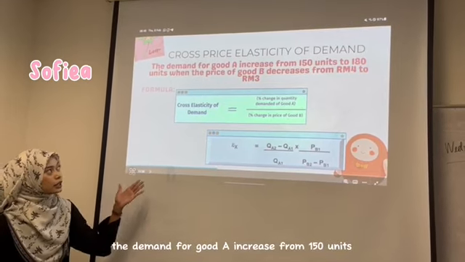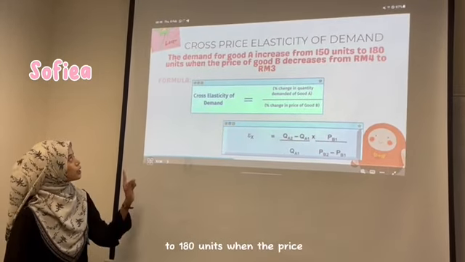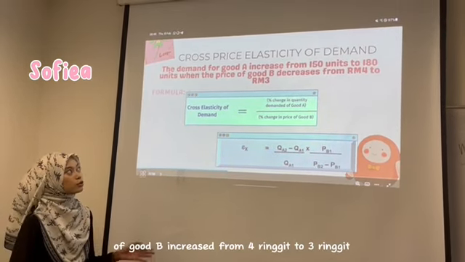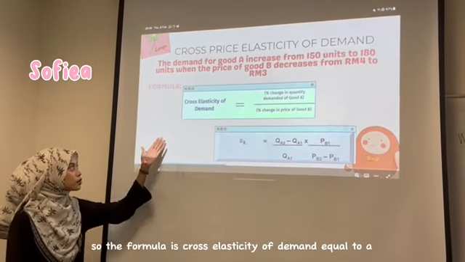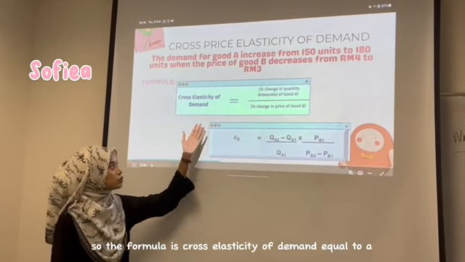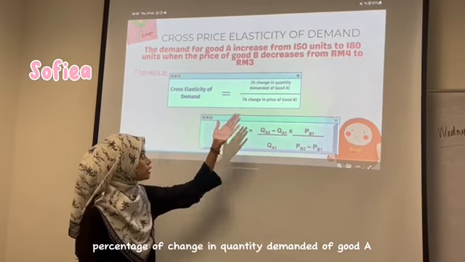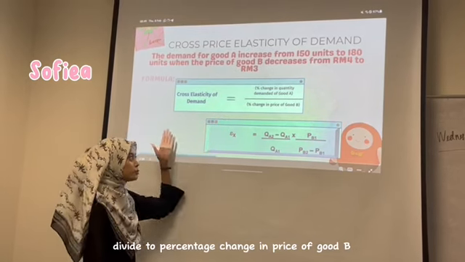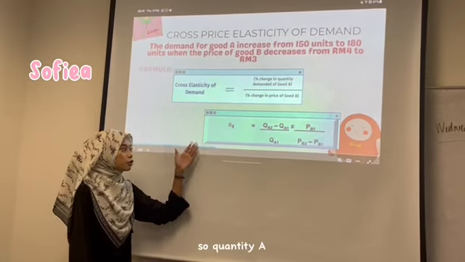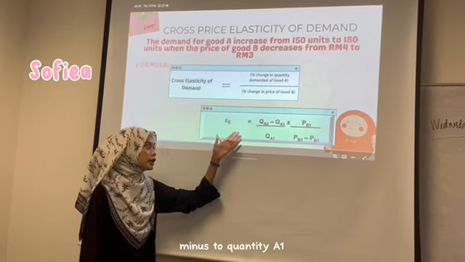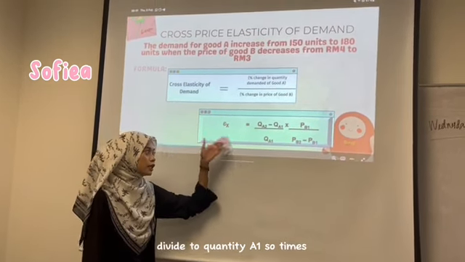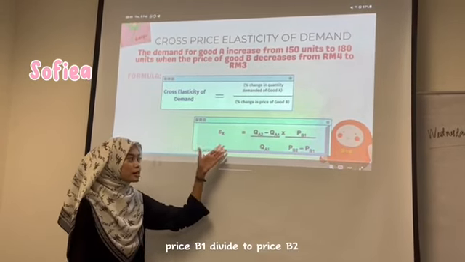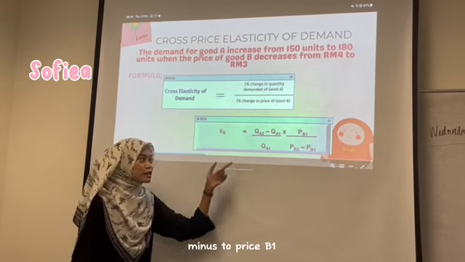So next, I'm going to tell you about cross-price elasticity of demand. The demand for good A increased from 150 units to 180 units when the price of good B decreased from 4 ringgit to 3 ringgit. So the formula is cross elasticity of demand equals percentage change in quantity demanded of good A divided by percentage change in price of good B. So quantity A2 minus quantity A1 divided by quantity A1, times price B1 divided by price B2 minus price B1.